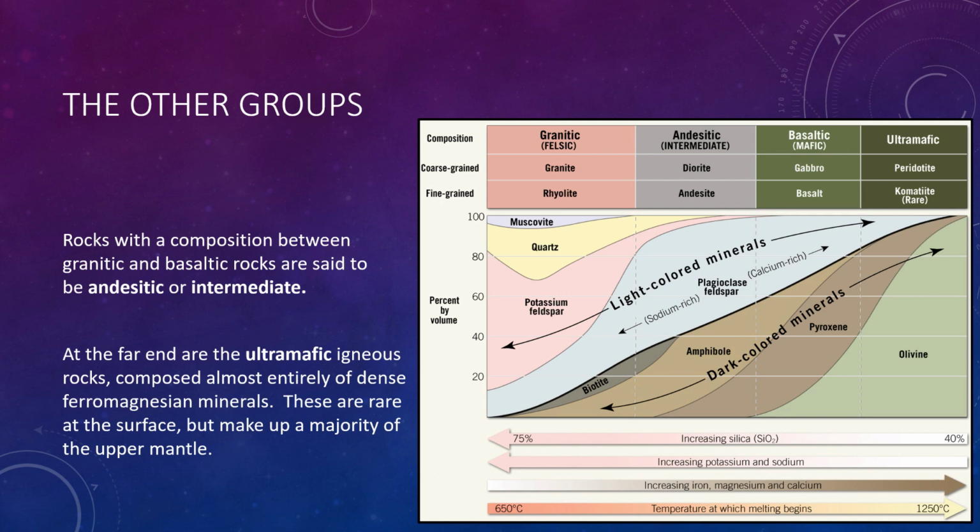So this can be an intimidating graphic to look at in the beginning, but just note it's breaking things down by how much light and dark minerals they have. So here it's almost all light minerals, so we're going to get a light colored rock, either granite or rhyolite, and on the far end we'll get the darker minerals, like peridotite and komatiite. And on the bottom here it just shows you arrows showing silica content, how much potassium, sodium, iron, magnesium, calcium, and so on, and we'll talk more about the temperature at which melting begins soon.